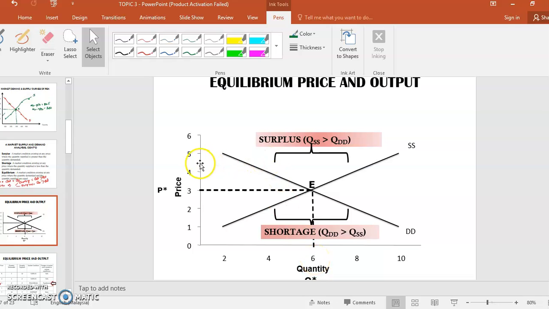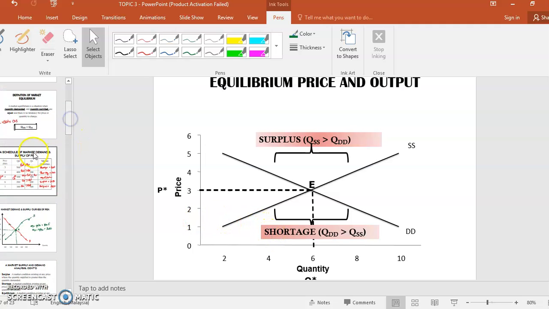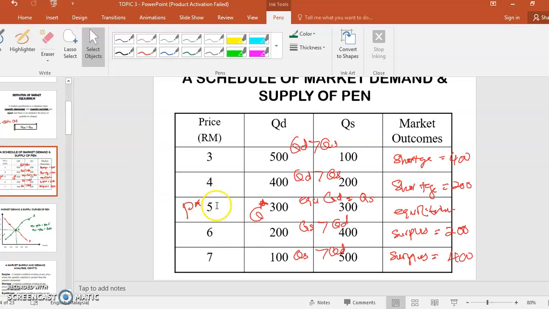Okay, look at the table. At 4 ringgit, tengok sini. When the price is set above the equilibrium price, it will occur surplus. When the price is set below the equilibrium price, contohnya 2 ringgit, 1 ringgit, it will occur shortage. Tengok table tadi lah. Tengok sini. This is equilibrium price.